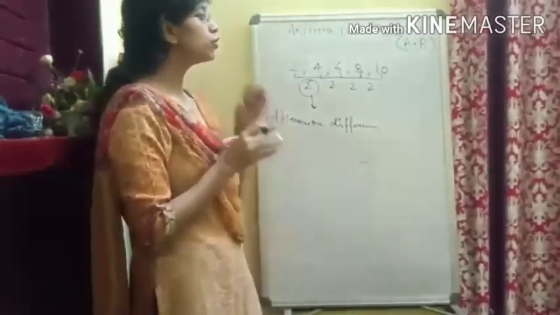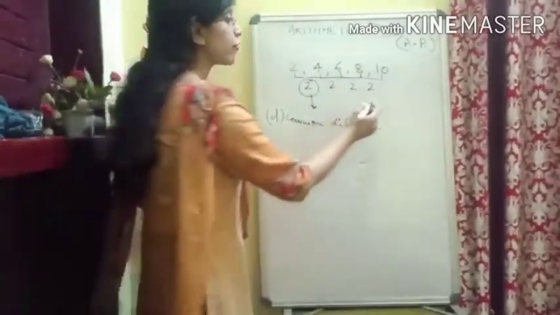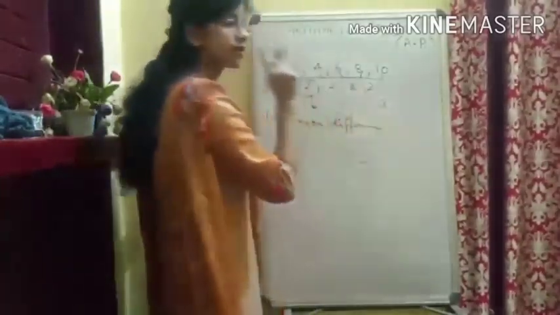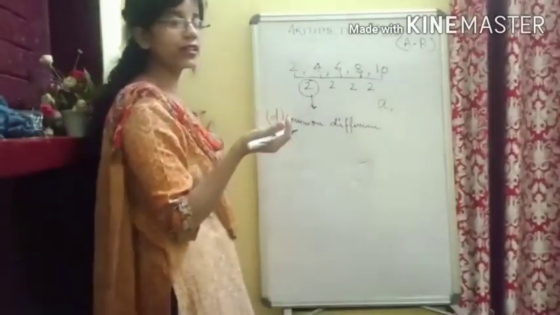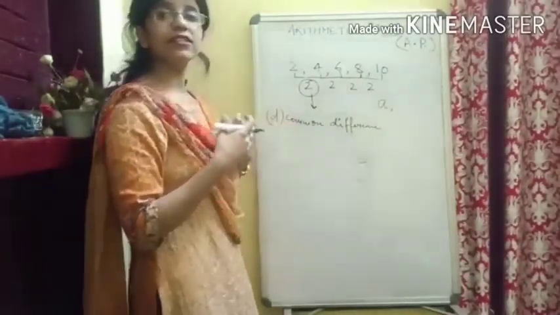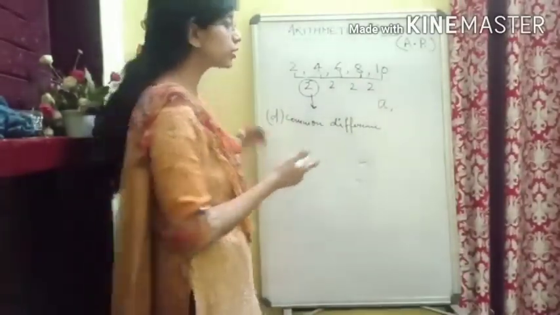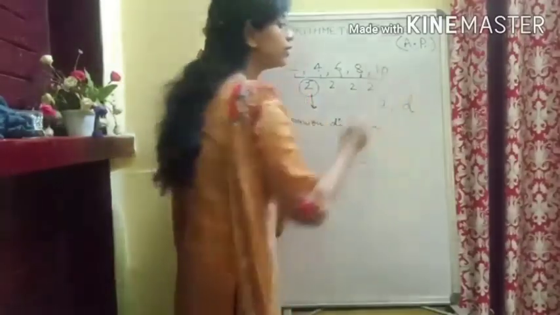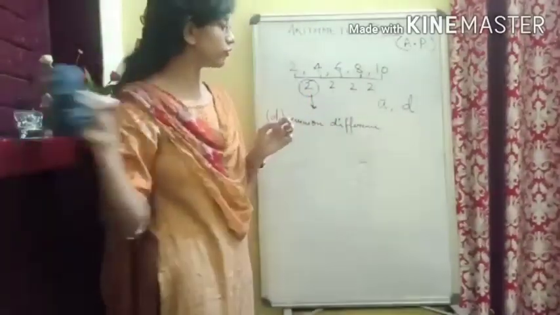So I think now you are aware of the notation. If I write small a, that is the first term, or I can write T1. If I am writing T3, that means I am talking about the third term. What is small d? That is the common difference.